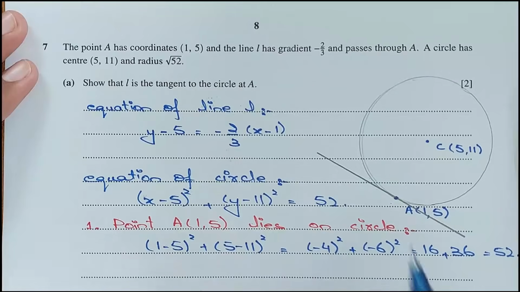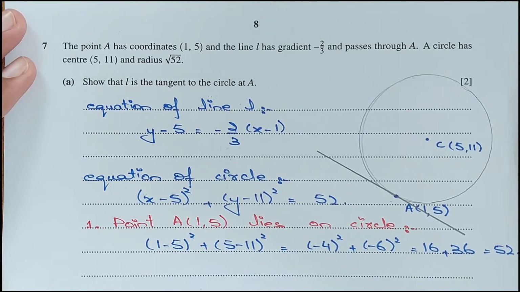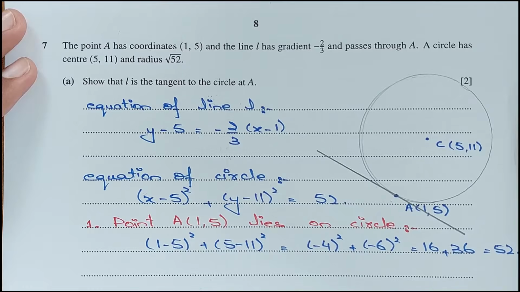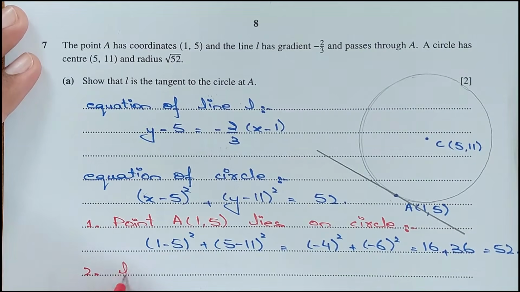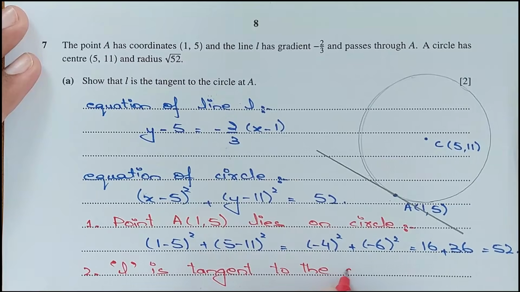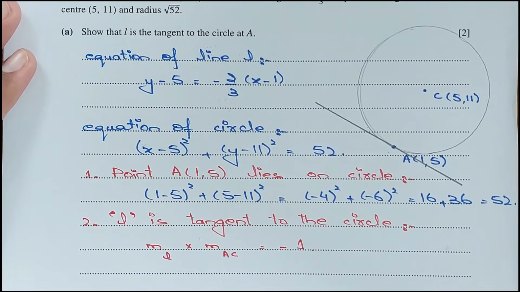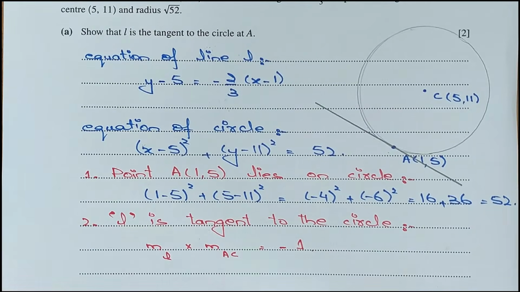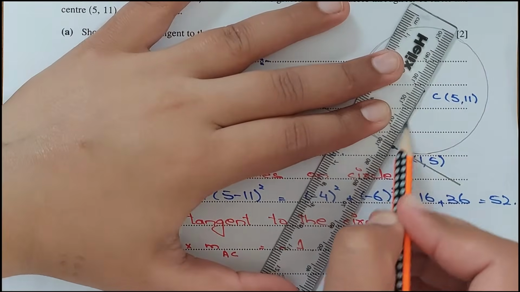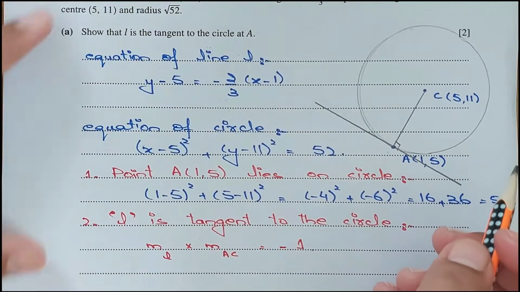So the point A lies on the circle, right? And the second thing, we can say that L is tangent to the circle when the gradient of L times the gradient of AC equals -1. They are negative reciprocals. We know that the tangent is perpendicular to the radius of a circle. Then we can say that it is tangent, right?